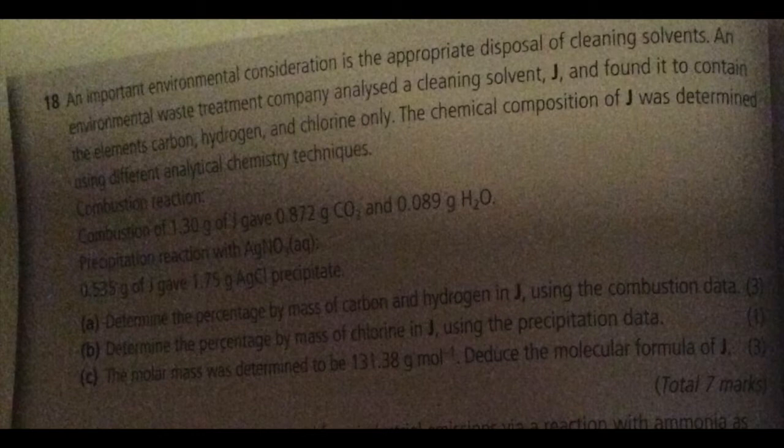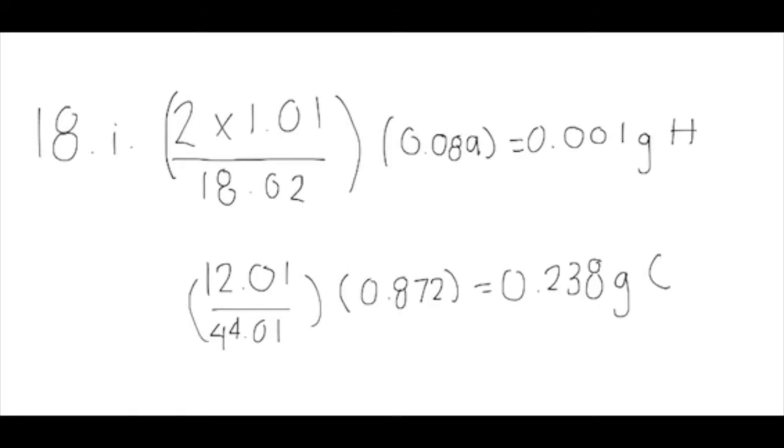A. Determine the percentage by mass of carbon and hydrogen in J using the combustion data. B. Determine the percentage by mass of chlorine in J using the precipitation data. And C. The molar mass was determined to be 131.38 grams per mole. Deduce the molecular formula of J.